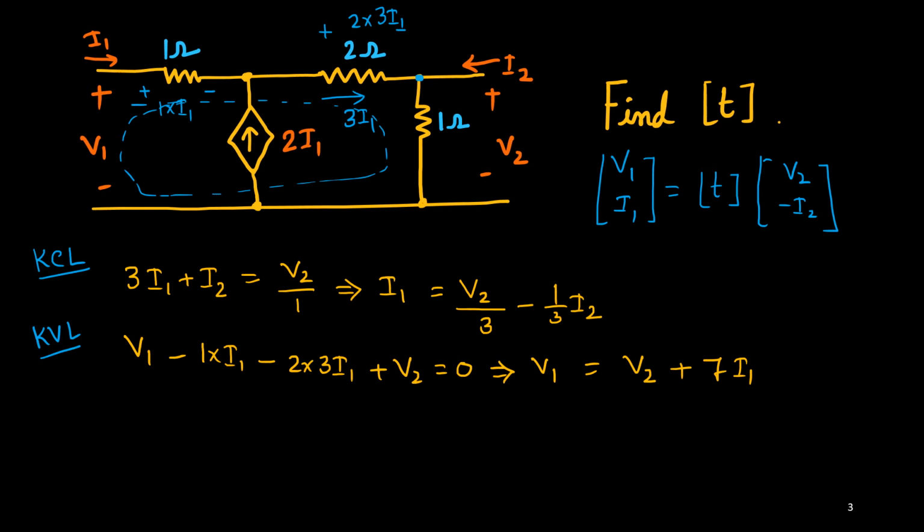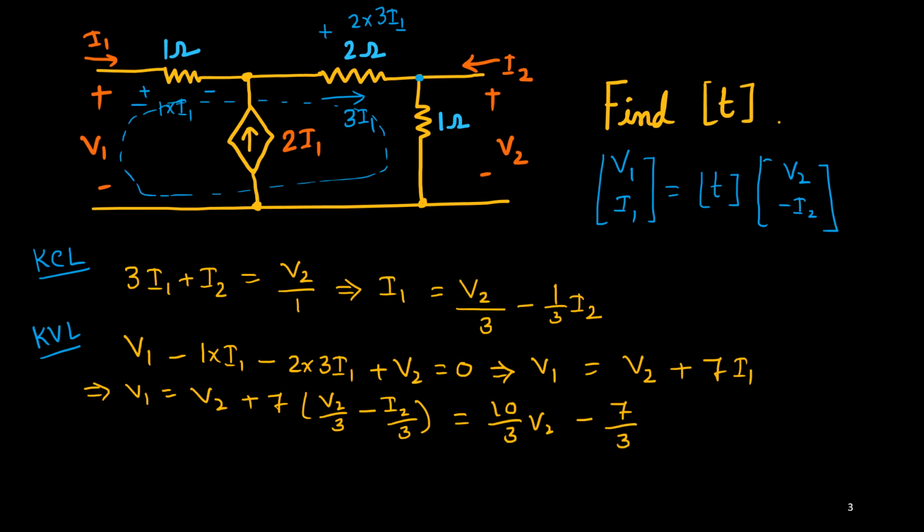Now we can replace I1. V1 equals V2 plus 7 times, and I1 is V2 by 3 minus I2 by 3. If we simplify, the total V2 will be 1 plus 7 by 3, that is 10 by 3 V2, and this is minus 7 by 3 I2.